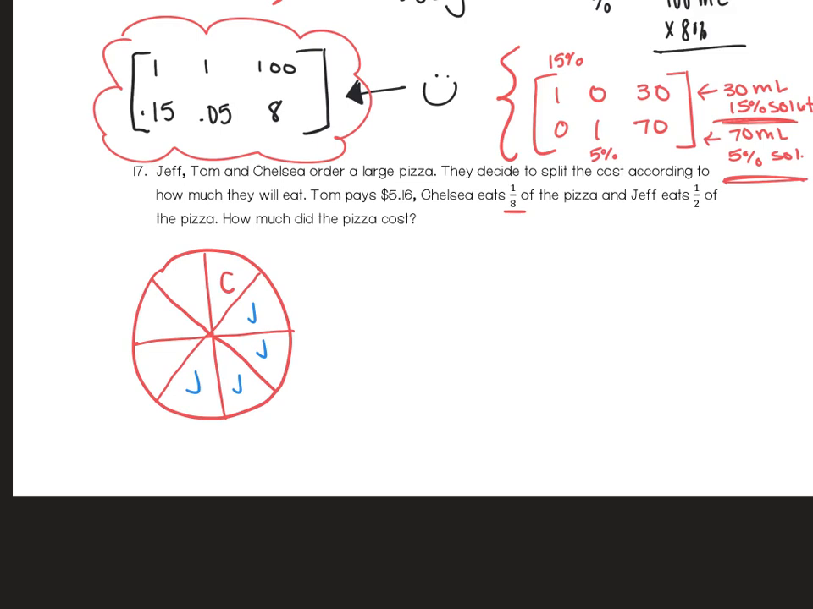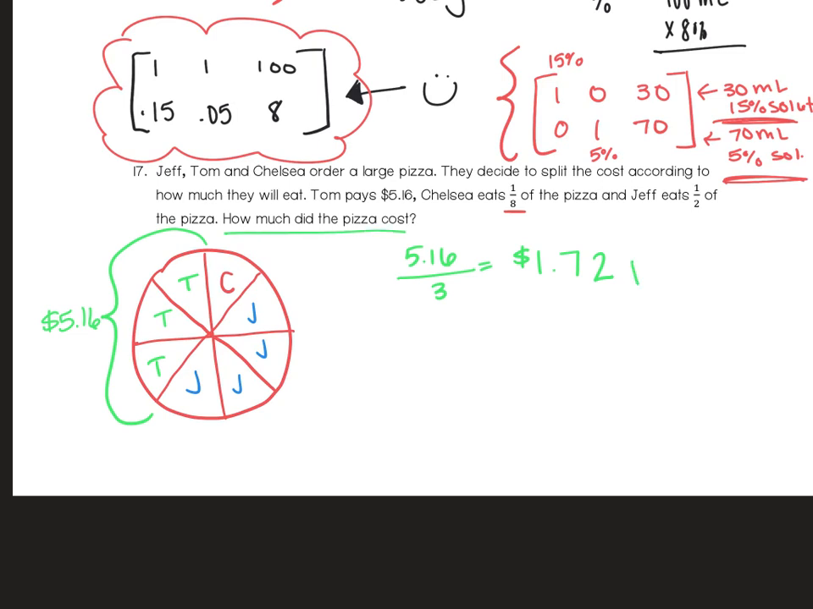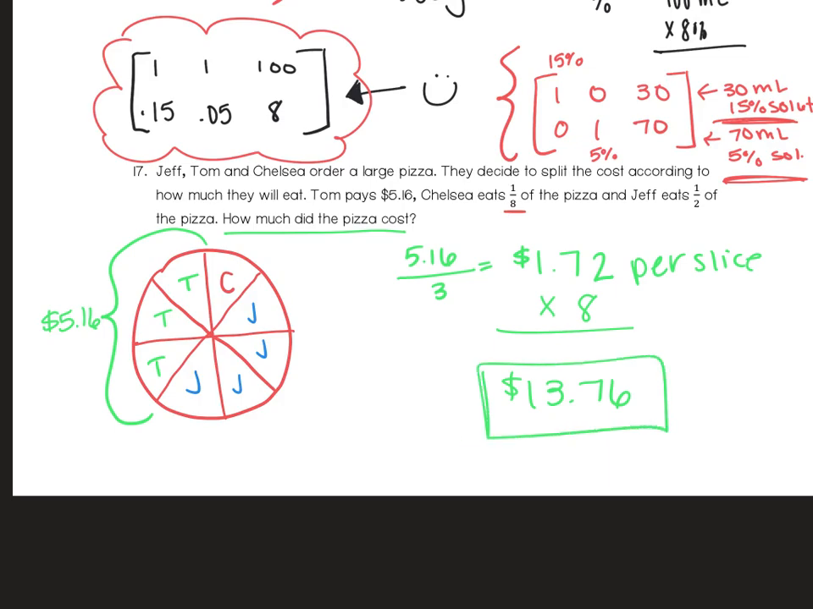So what that tells me is Tom ate 3 slices. Those 3 cost $5.16. And so if I want to figure out the cost of 1 slice, I would take that $5.16 and divide by 3. And I end up finding out that each slice of pizza is going to be $1.72. And so it's saying, how much did the pizza cost? Well, this is per slice, and there are 8 slices. So if I just take this and multiply by 8, $13.76 for the entire pizza.